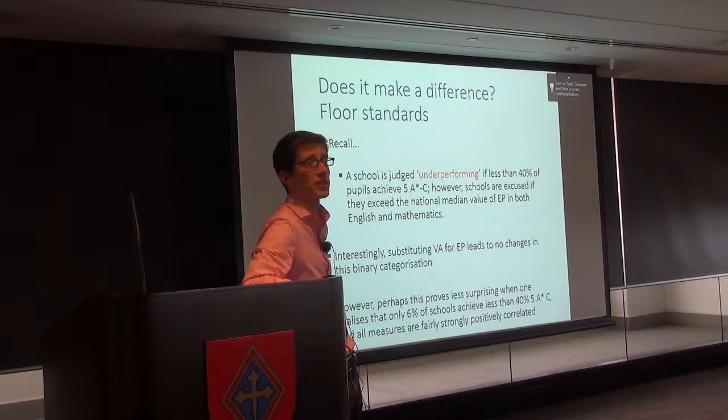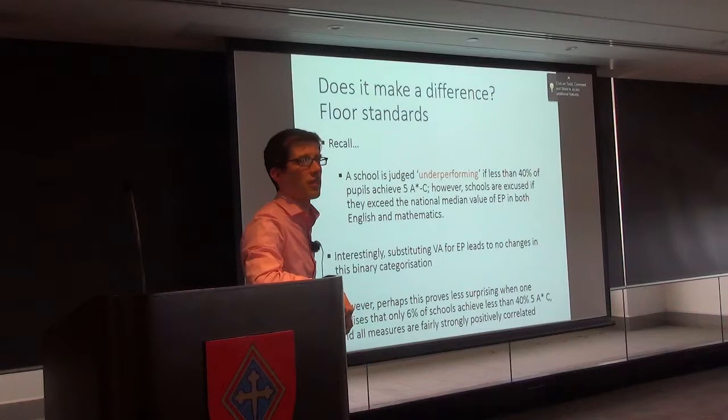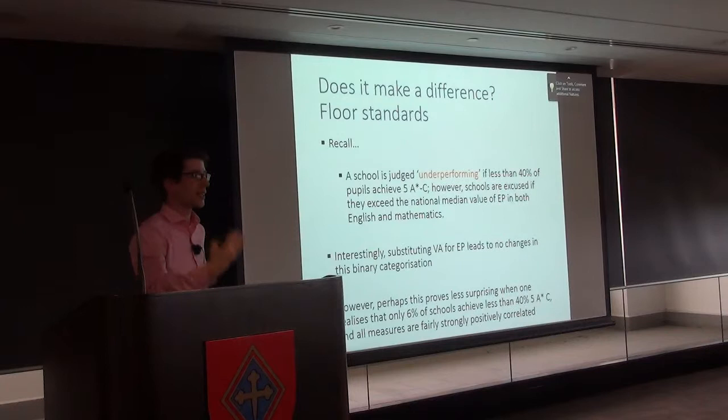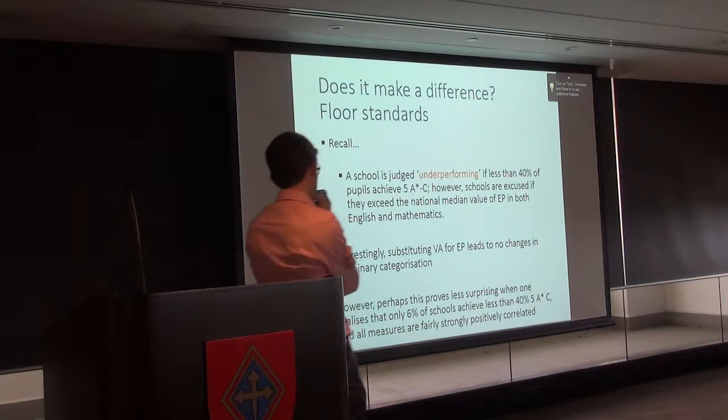So really, I think what this is about is that this definition of underperforming is so heavily weighted in favor of the attainment measure, 5 A* to C, that the balancing role of expected progress or value added doesn't have much bite. It's very hard to be let off the hook. You've got to be in a rather extreme situation. So really, this definition of underperforming is not based on school quality, it's based on raw exam results, is what I'm saying there.